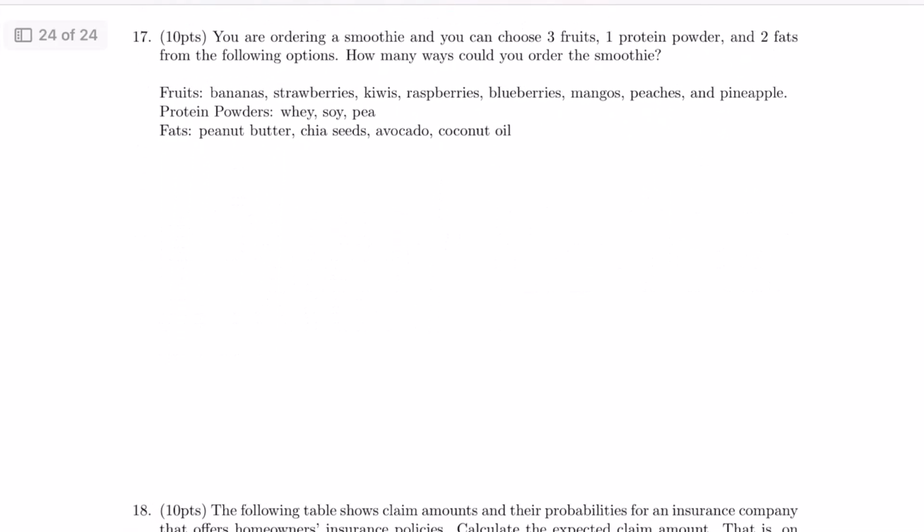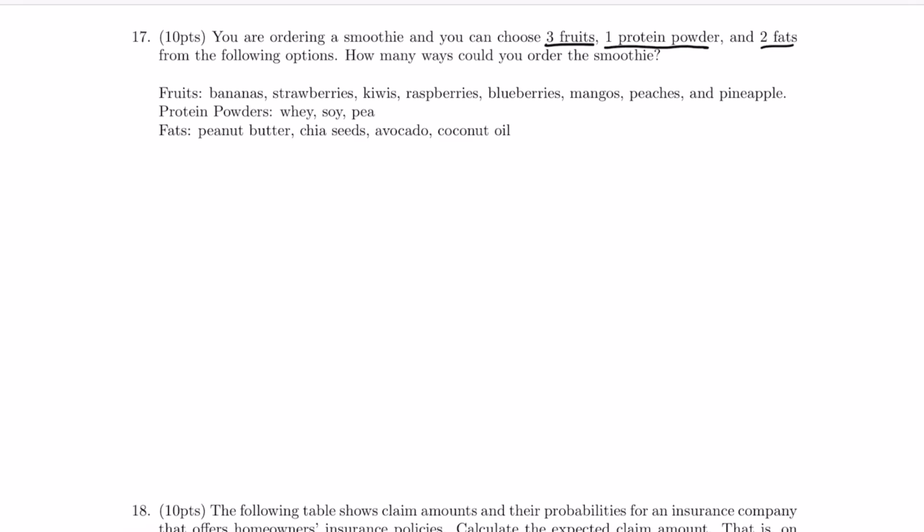And then on question 17, we're ordering a smoothie. And in the smoothie, we can choose 3 fruits, 1 protein powder, and 2 fats from the following options. And we're asked, how many ways could you order the smoothie? So in this situation, we kind of have 3 sets of choices that we're making. So we're choosing 3 fruits, 1 protein powder, and 2 fats.